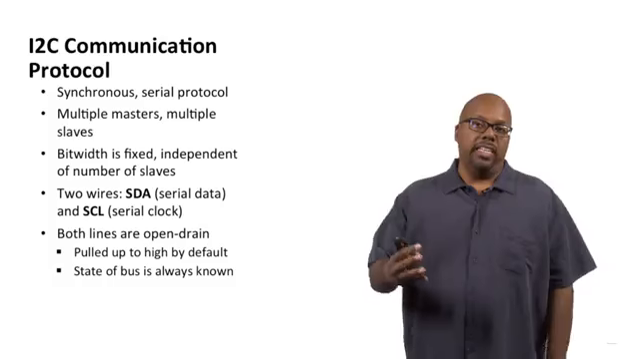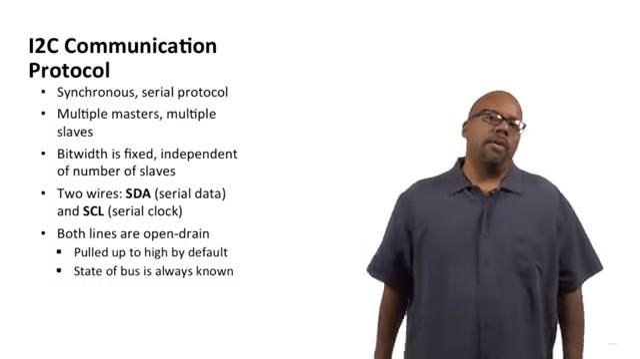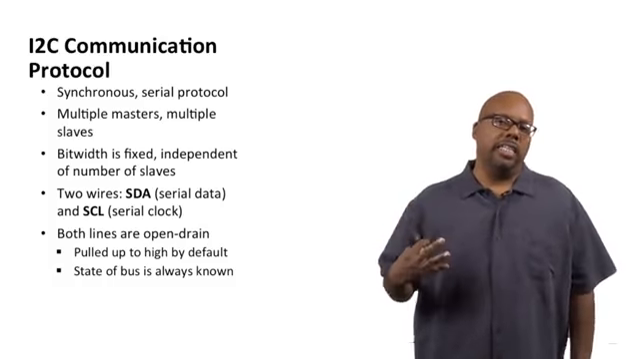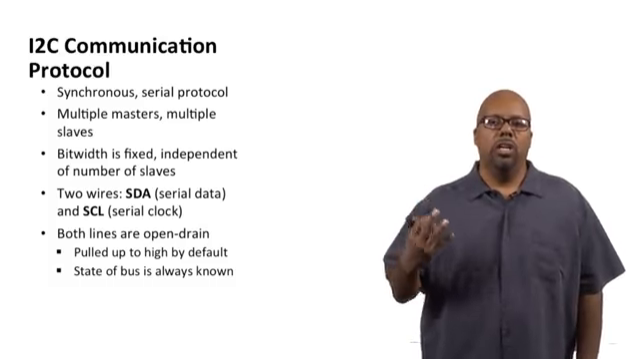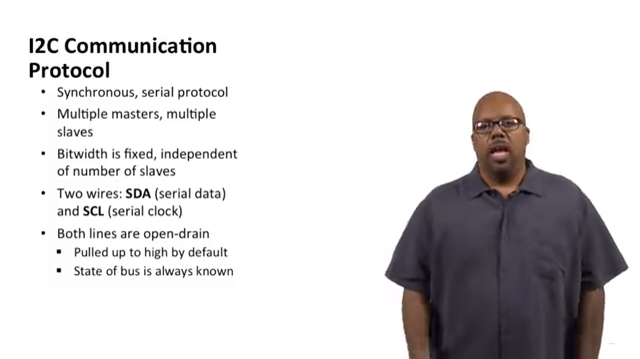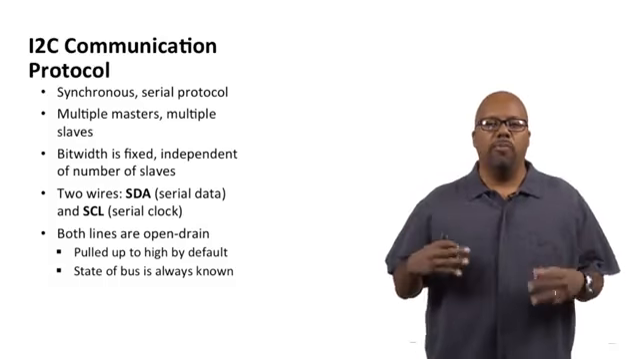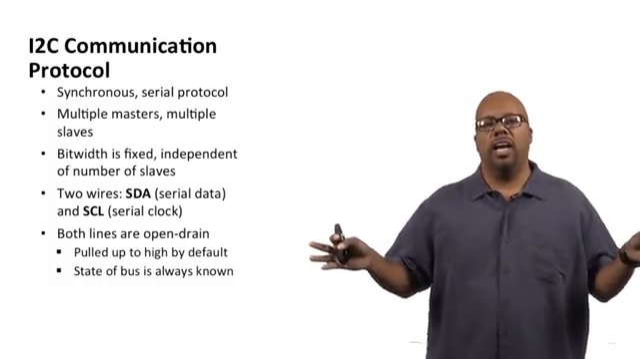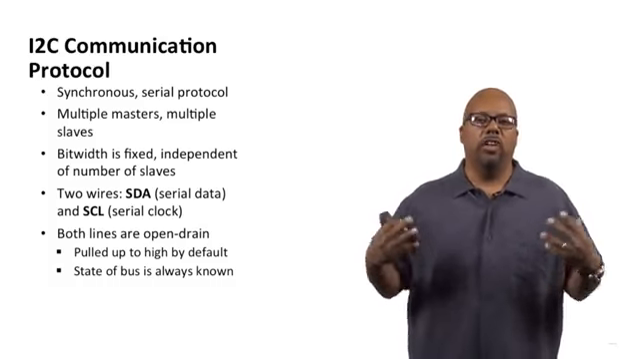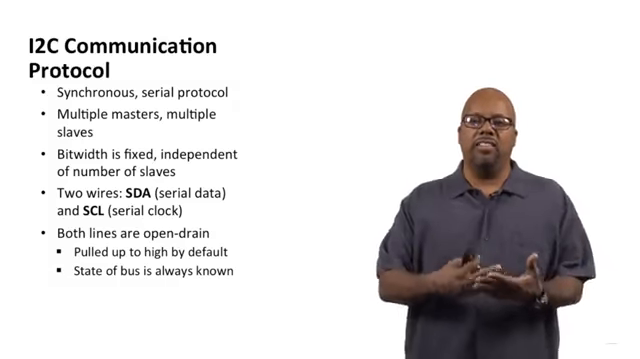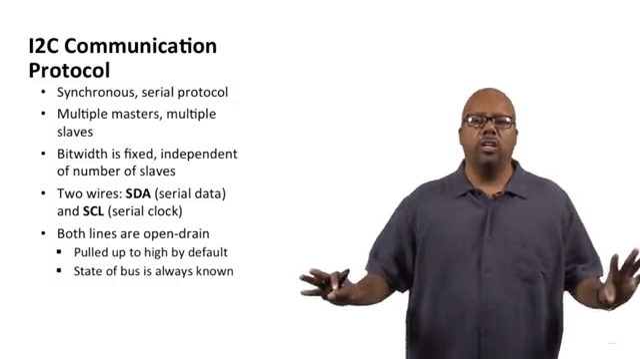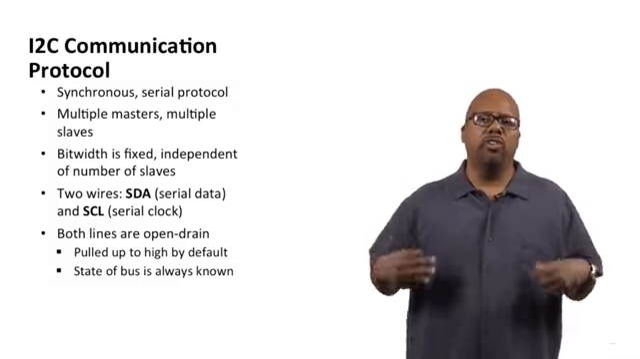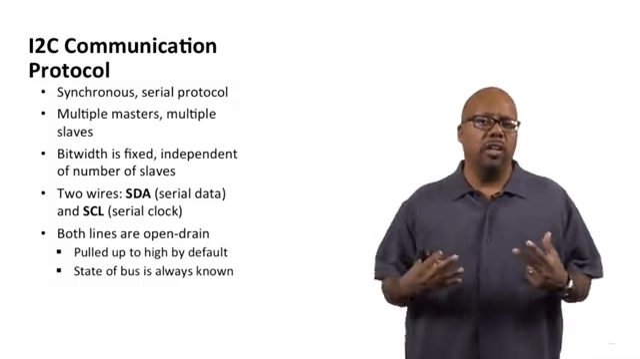Both lines, SDA and SCL, are open drain. What that means is that they are connected to power through a big resistor. And so what happens is they're pulled up high by default. That means if there are lots of different I2C communicating entities on this bus, wired to the SDA and SCL lines, but nobody is talking on the bus, none of these components are driving those 2 wires high or low.